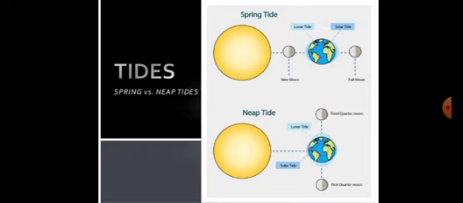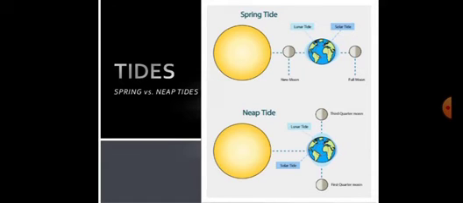And what is meant by neap tides? When the sun and moon are at right angles, then the gravitational forces work against each other, causing a low tide that is called a neap tide. It means when the sun, moon, and earth are in the same line, because of these gravitational forces, it causes a high tide, which is called the spring tide. And when the sun and moon are at right angles, it causes a low tide, which is called the neap tide. Okay, guys?